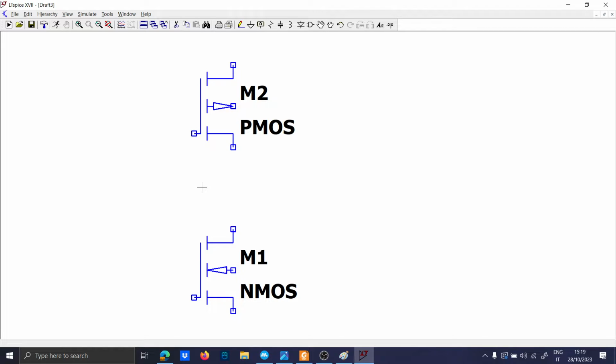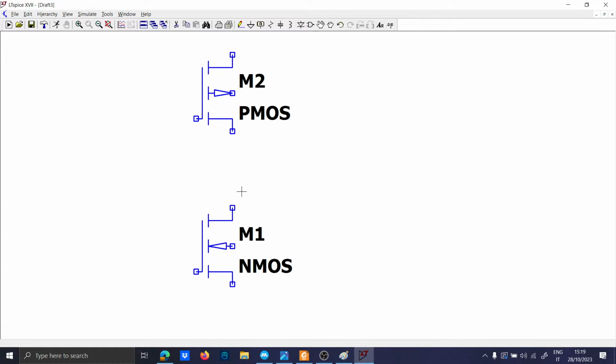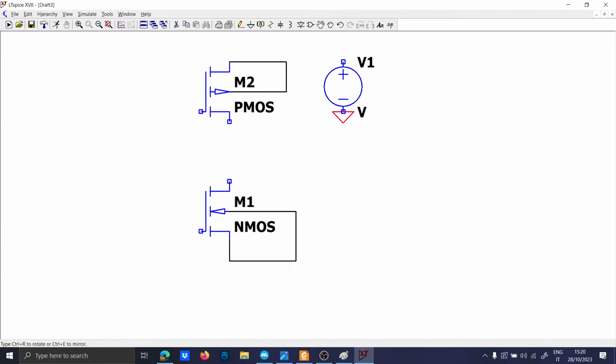Now, LTSPICE is quite intelligent because if you select this kind of MOSFET, it knows that you want to use the model of the real MOSFET: the length, the width, the drain area, the source, how many parallel devices you need, and so on. So we will first do an analysis with the ideal NMOS and PMOS. Let's first short circuit the body with the source, and also for the PMOS. Let's use the voltage VDD, 5 volts.